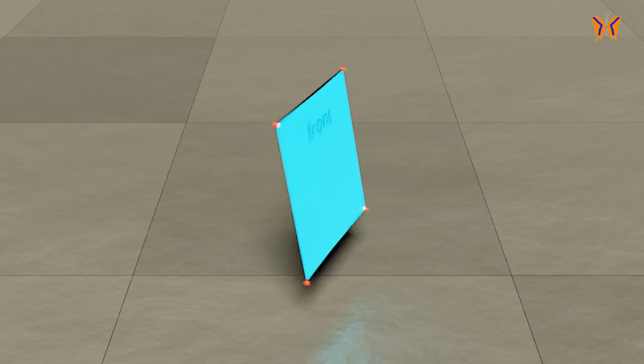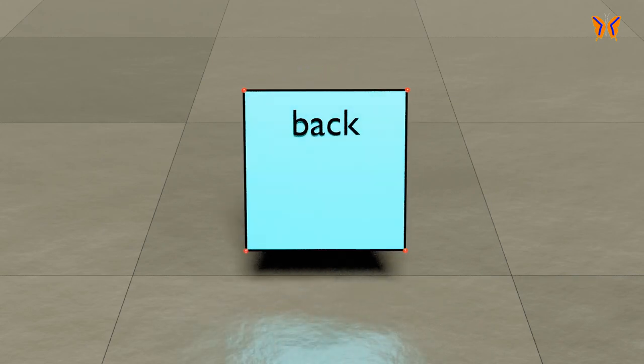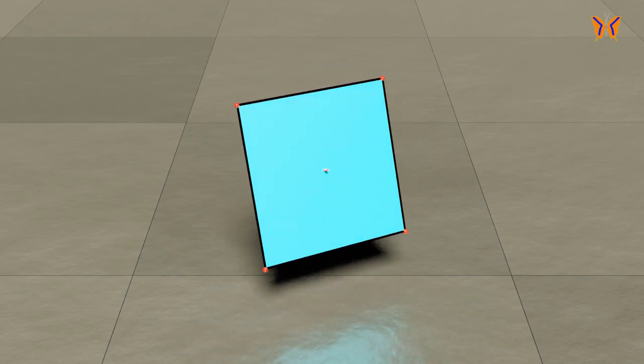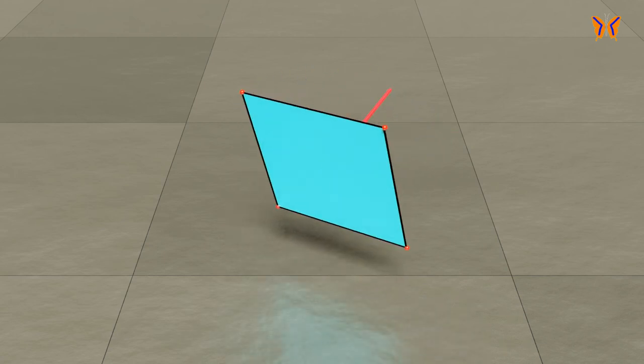Every mesh face has a front side and a back side. The direction that is perpendicular or at a right angle to a face is called a face normal, and it is indicated by a line or an arrow pointing outwards from the center of the face. A normal can be flipped from one side of a face to the other.